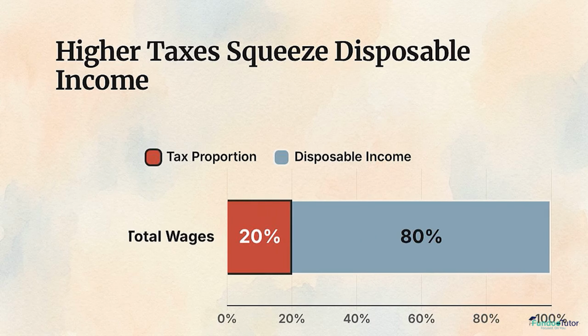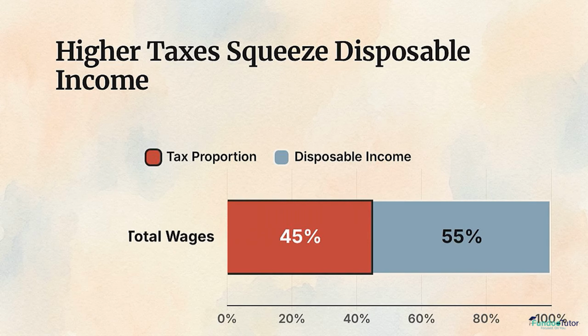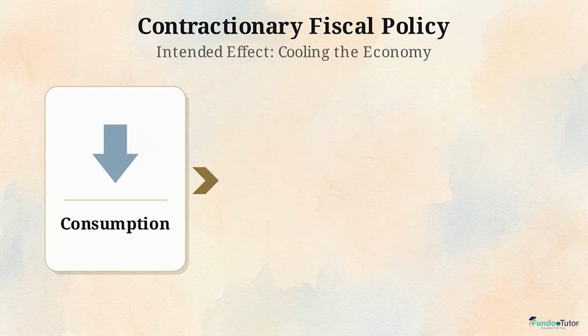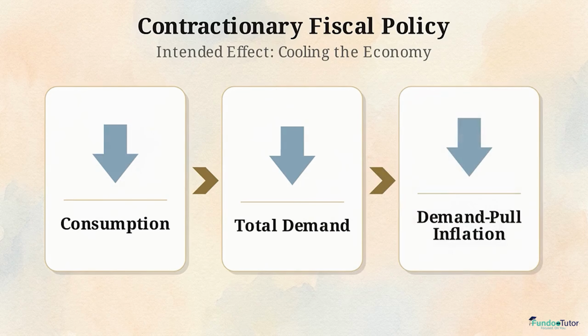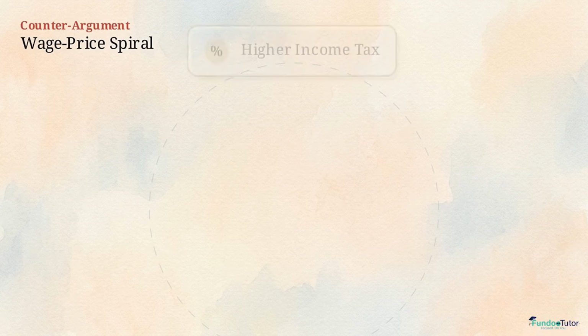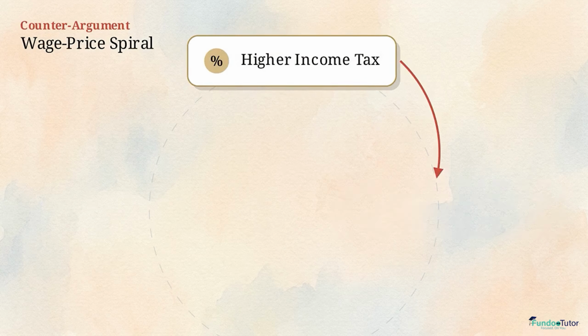The intended effect follows our established logic. Taking a larger proportion of wages reduces disposable income. Consumers spend less, total demand falls, and demand pull inflation decreases. But the counter-argument requires us to factor in human behavior. This diagram maps out what happens next. A higher income tax results in lower take-home pay.